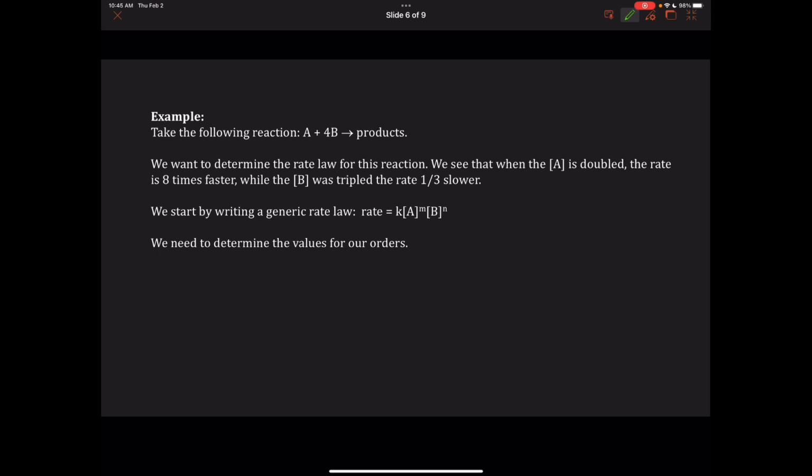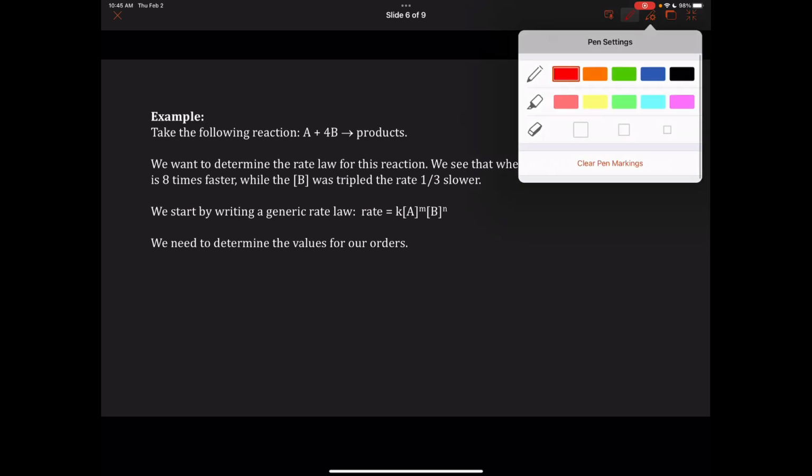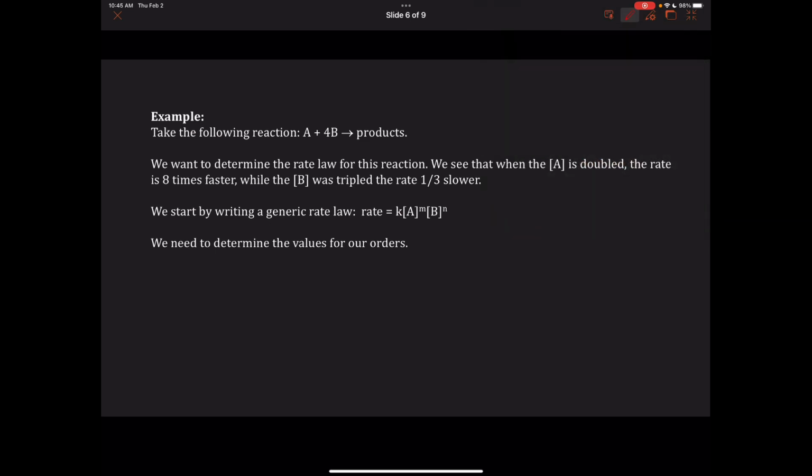If we look at this example, we've got the reaction of A with 4B producing products. We want to determine the rate law for this reaction. We see that when A is doubled, the rate is 8 times faster. We would have figured this out by experiment. We would have gone into the lab, doubled A's concentration, and seen how the rate changed. When B was tripled, we found that the rate was 1/3 slower.